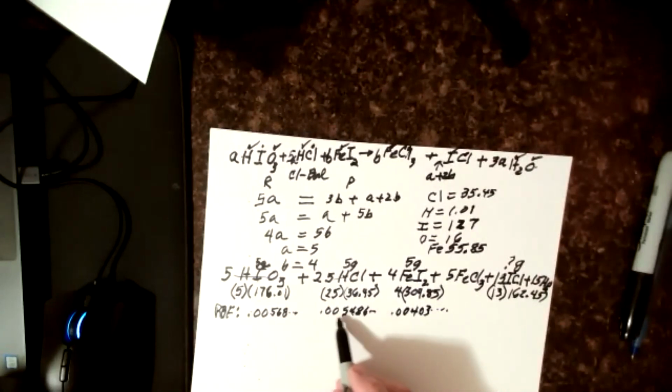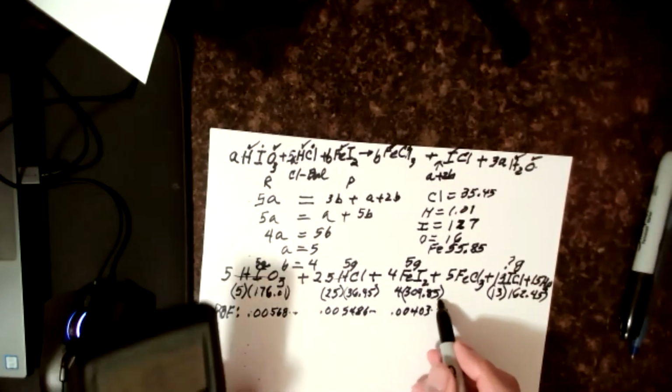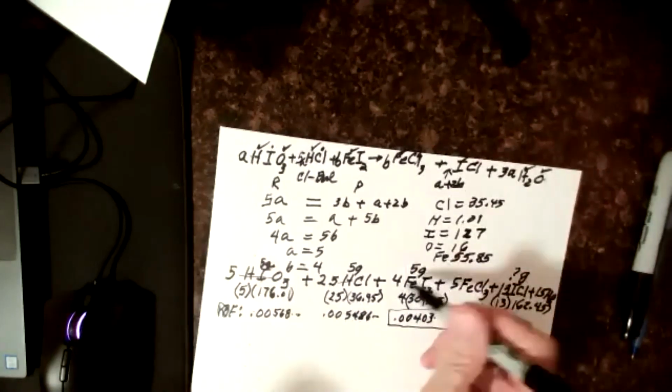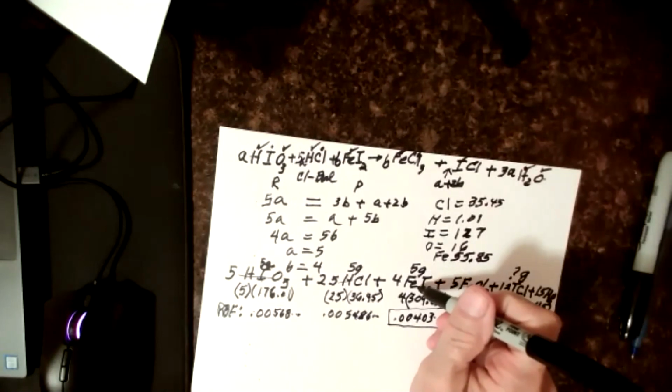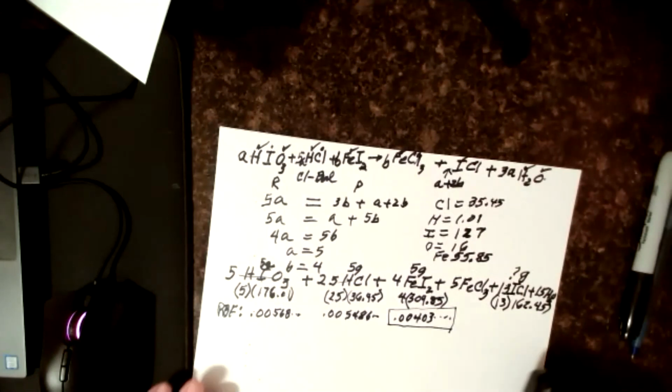It's 0.00568, 0.005486. This one's smaller than that one. And 0.00403. This one's smaller than that one. So the smallest one of the three is this one. So the iron 2 iodide is the limiting reagent in this reaction. So how much product do we get?